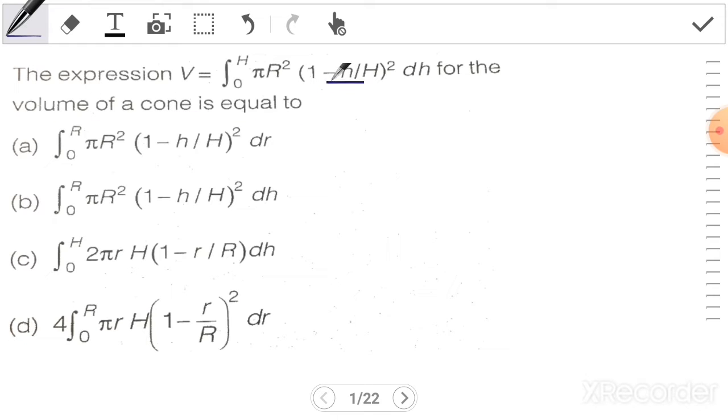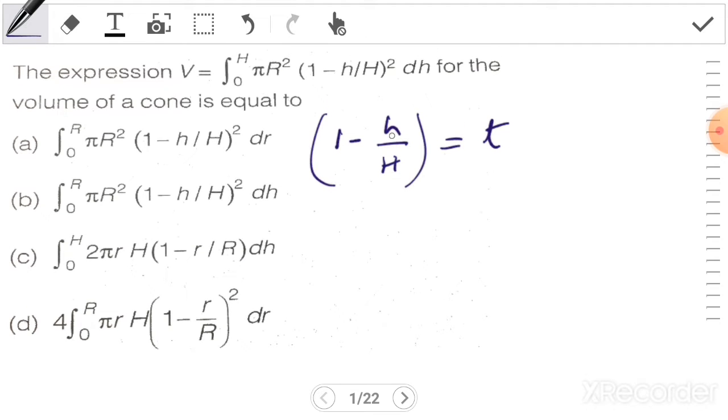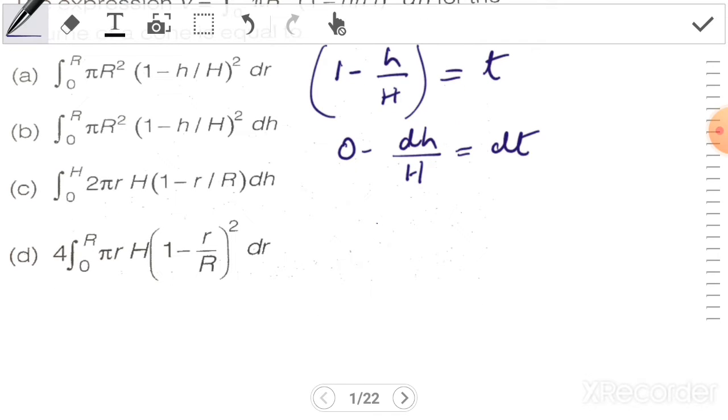Okay. So let us assume 1 minus small h by capital H is equal to t. Now differentiate with respect to small h. We have 0 minus dh by capital H is equal to dt. So minus dh is equal to capital H dt.